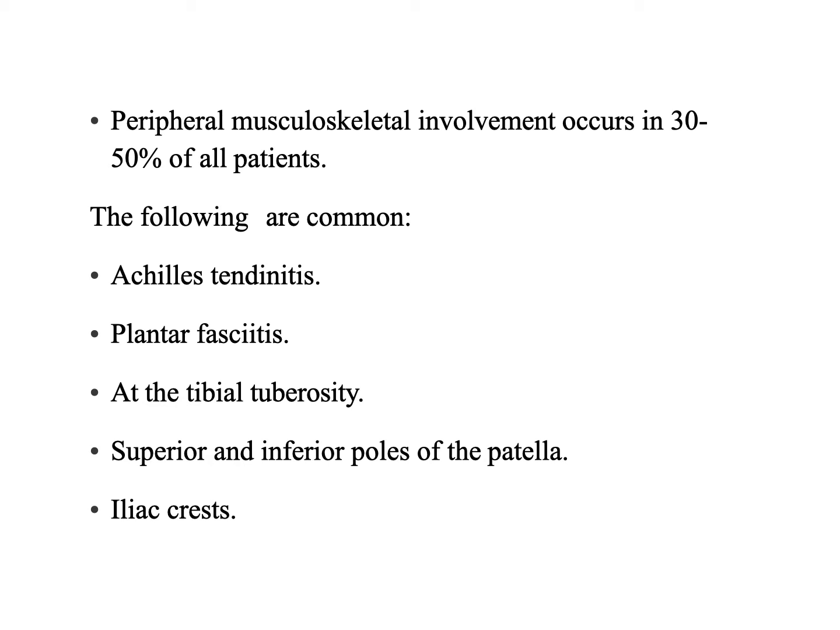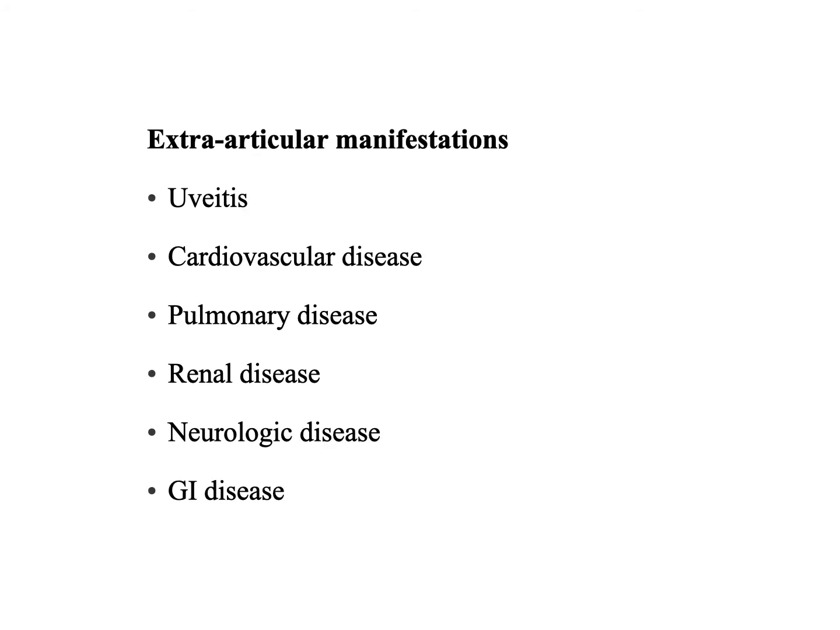Peripheral musculoskeletal involvement occurs in 30 to 50% of the patients. The following are common peripheral musculoskeletal structures involved: Achilles tendonitis, plantar fasciitis, tibial tuberosity, superior and inferior poles of the patella, and iliac crest. Extra-articular manifestations include uveitis, cardiovascular disease, pulmonary disease, renal disease, neurologic disease, and GI diseases.